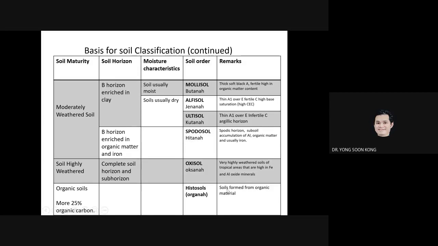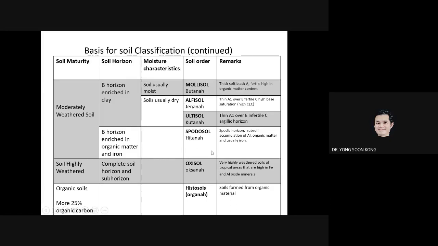The easiest one that you can think of is the highly weathered ones, because as I told you earlier in the introduction, usually in classification, we split into two by soil mineralogy. Either it's mineral soil or it's organic soil. So if it's a mineral soil and it's highly weathered, it is oxisol. If it's organic but highly weathered, it's histosol. So coming back to the moderately weathered ones, if it's organic soil, it's mollisol, and then the rest.